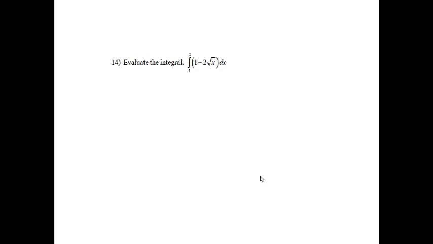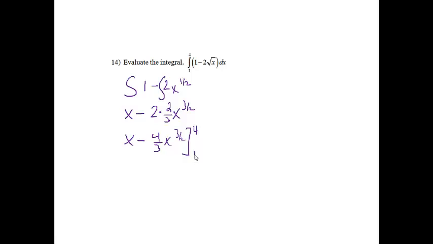Right, question 14. Evaluate the integral from 1 to 4 of 1 minus 2 square root of x dx. All right, I'm going to rewrite this problem as 1 minus 2x to the 1/2. And now from here, we're just going to apply our integral rules. The integral of 1 will be x, and then the integral of this will be 2 times raising 1/2 by 1 will be x to the 3/2, and then we multiply by the reciprocal on the outside, which will be 2/3. And then just simplifying that a little bit, I'll get x minus 4/3 x to the 3/2, and then I get to evaluate it at 4 and 1.